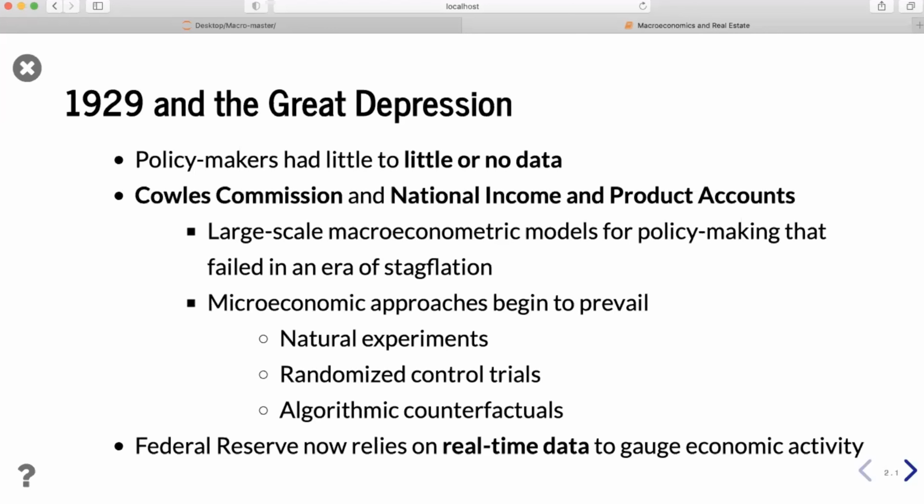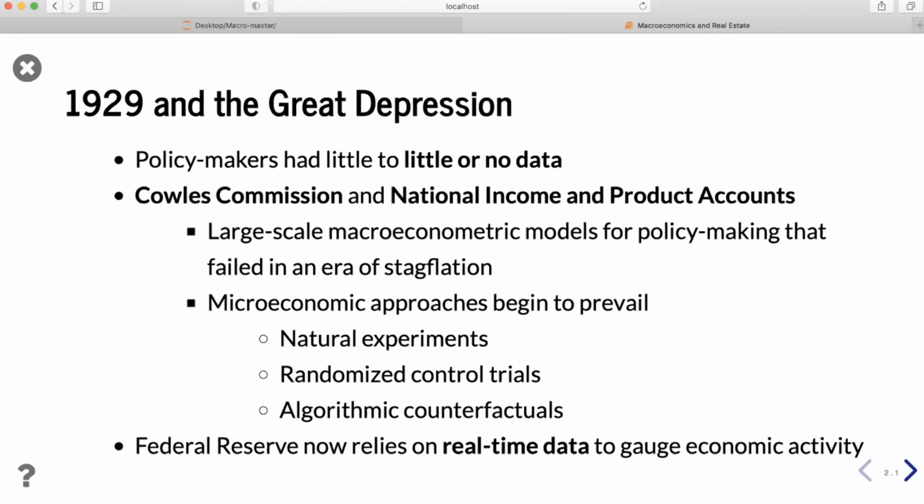And if you look back at that time period, policymakers had little or no data. The Great Depression was essentially the justification for beginning to create something we now call the National Income and Product Accounts, NIPA. When you hear figures quoted, you know, GDP changes, investment changes, consumption changes, they didn't have those measures in 1929. It was only through the creation of the National Income and Product Accounts that we would have those data. And that wouldn't occur until the mid-1930s in the US.